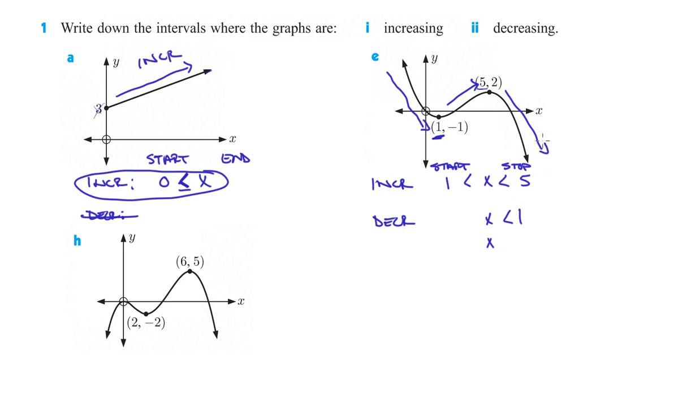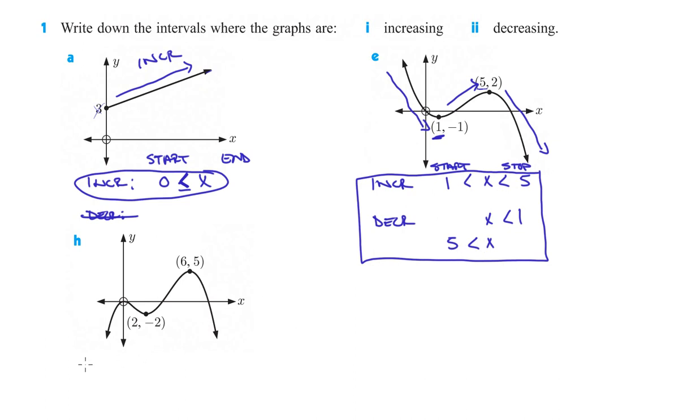Okay, and then this last one's decreasing. Where does it start decreasing? When x is 5. Where does it stop decreasing? It doesn't. It's got an arrow. It goes forever and ever, so we just leave that blank. And we do the one inequality, and there's our answer there. It's increasing when x is between 1 and 5, and it's decreasing when x is less than 1, or when x is greater than 5.